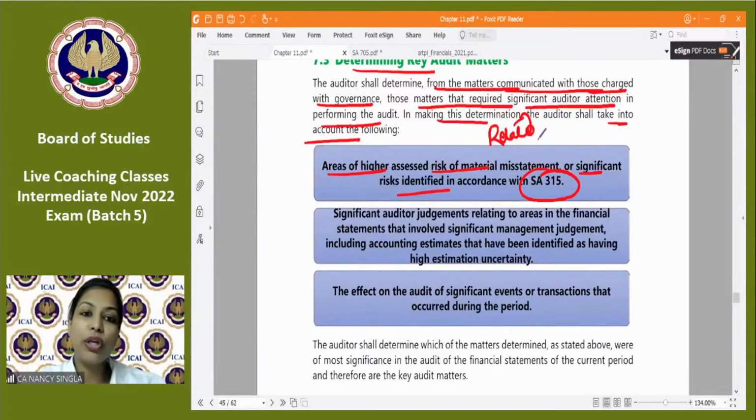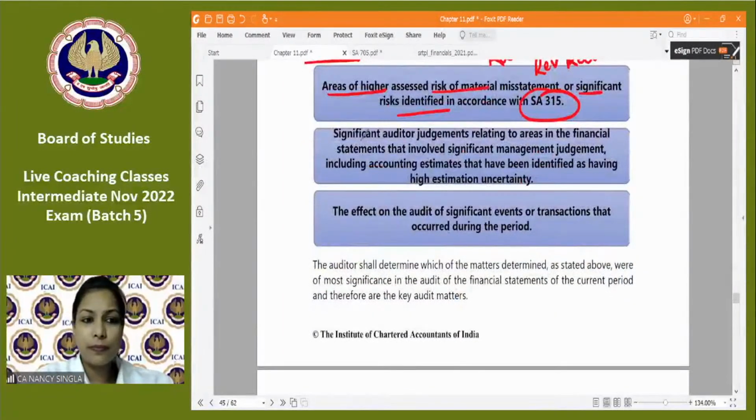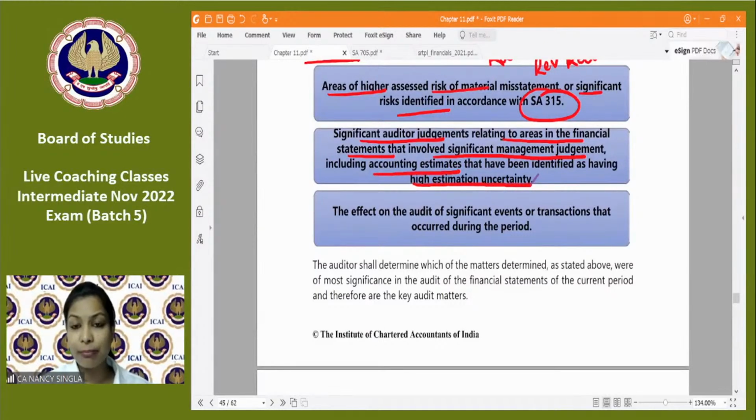I gave you the example of revenue recognition, कि यहाँ ये risky areas लगते हैं, तो यहाँ पर मैनेजमेंट ने क्या किया और मैंने क्या किया. Significant auditor's judgment relating to areas in financial statements that involve significant management judgment, including accounting estimates with high estimation uncertainty. For example, provision कोई create किया है तो 10% ही क्यों किया है, 15% क्यों नहीं किया? मैनेजमेंट जजमेंट लगा, एक्सपर्ट लगा, ऑडिटर्स जजमेंट लगा, तो ऑडिटर को लगता है ये यूजर्स को बता देते हैं कि ये काम हमने ऐसे किया. The effect on the audit of significant events or transactions that occurred during the year.